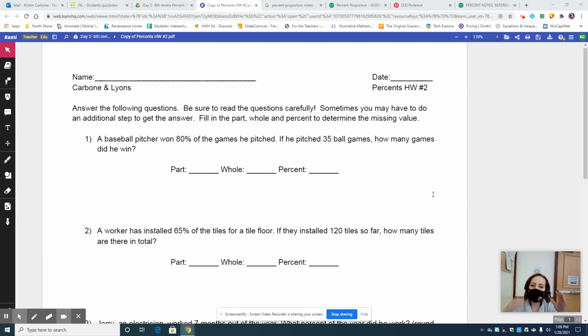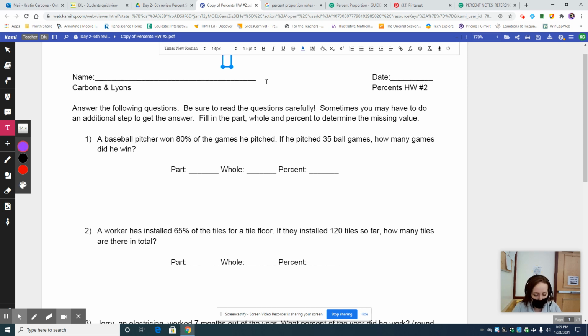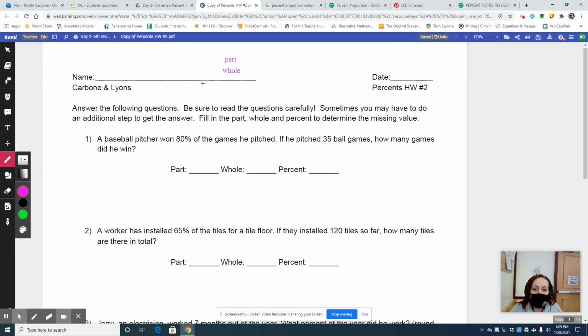All right, so we're going to take what we did in class today with that proportion, or those equivalent ratios, and we're going to use it for our homework tonight. Just to remind you of what we did in class towards the end of the period: we had our equivalent ratios, which was the part over the whole, and we used our information to create them.